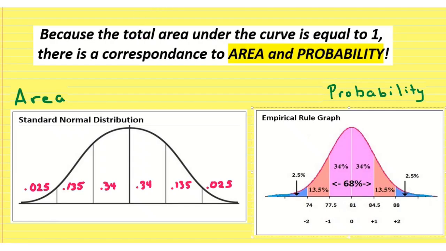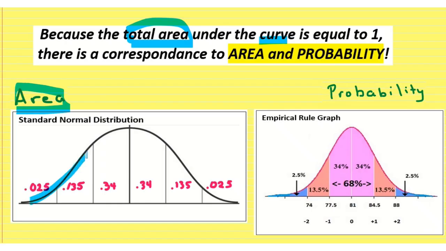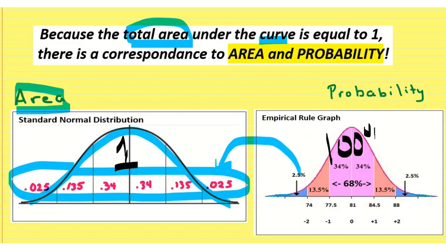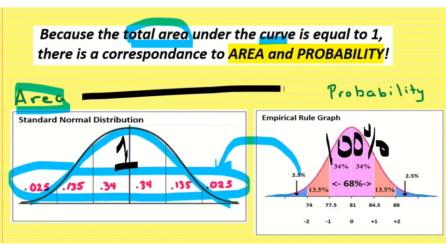Because the total area under the curve is equal to 1, there is a correspondence between the area and the probability. So, like I said, here's the total area of the standard normal distribution curve. If you add up all these numbers, which are basically converting the percents to decimals, it will equal 1. So if you add up all the percents, it equals 100%. But essentially, you can see that the area is equal to the probability.